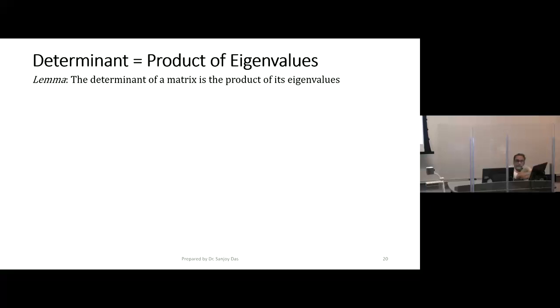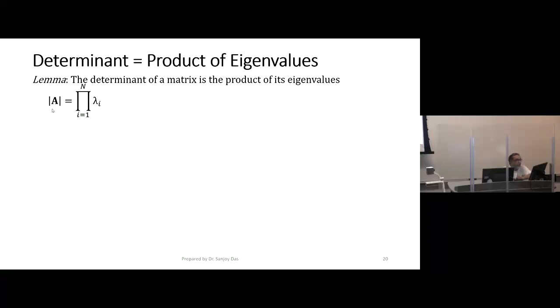Yes? These eigenvectors, if they are independent, are they always orthogonal as well? Did I say that they're orthogonal? No, because just to span the whole thing, they need not be orthogonal. You can, in general, have a non-orthogonal coordinate system. Okay. So the determinant of a matrix is the product of its eigenvalues.